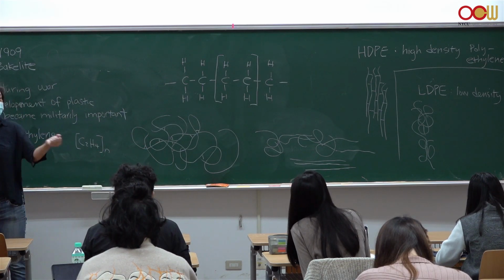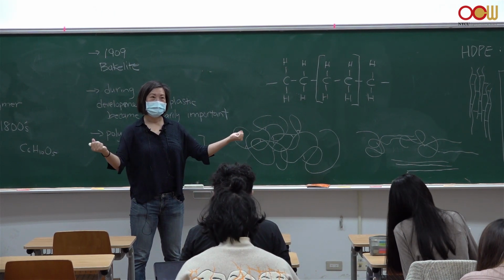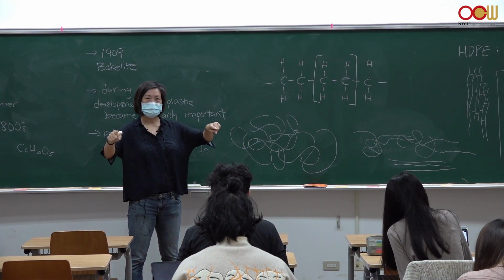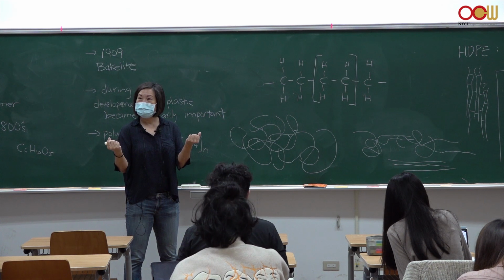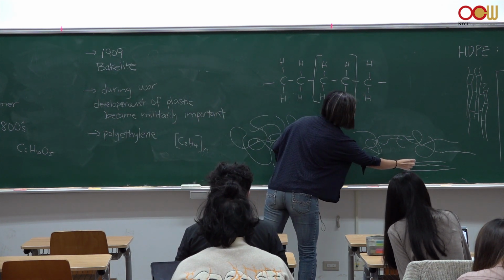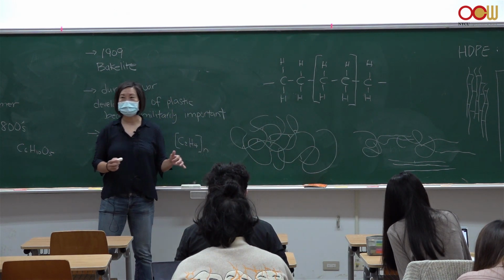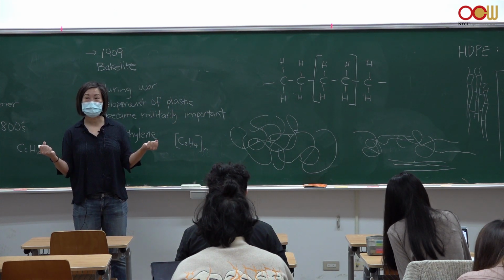You continue to stretch, and it's going to line up because you're pulling on the chains. So the chains tend to stretch out. At the very end, if you want to keep stretching, you're going to have to break some of these bonds. And those are primary bonds and not secondary bonds. And so it becomes much more difficult to stretch and break.